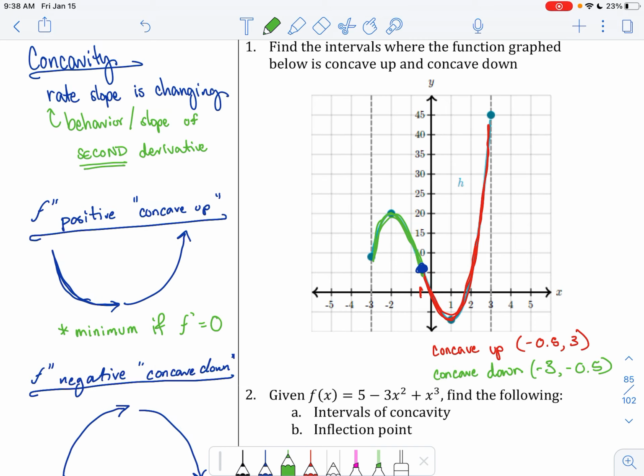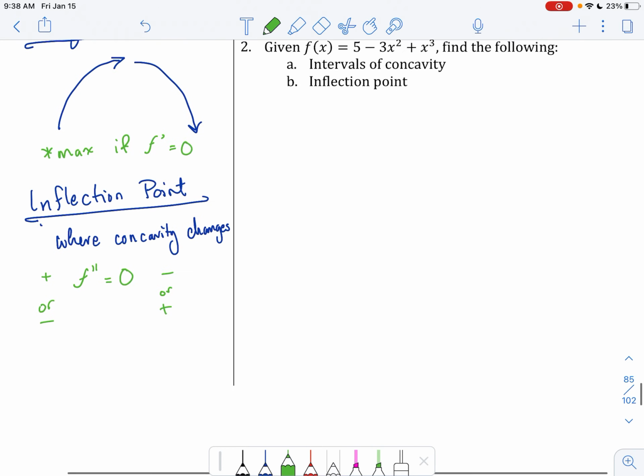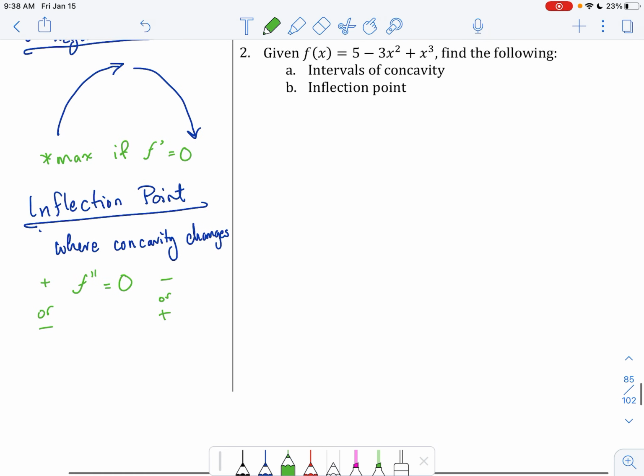Now, of course, you can do it graphically. You also maybe are interested in looking at it algebraically. So here, given f of x is equal to 5 minus 3x squared plus 3x, find the following: the intervals of concavity and the inflection point, or points, might be more than one. So the first thing that you want to do, just like before, is find where, in this case, f double prime is equal to 0. So the first thing I'm going to do is find the second derivative.